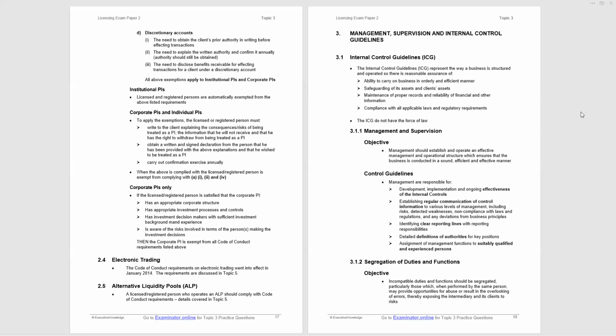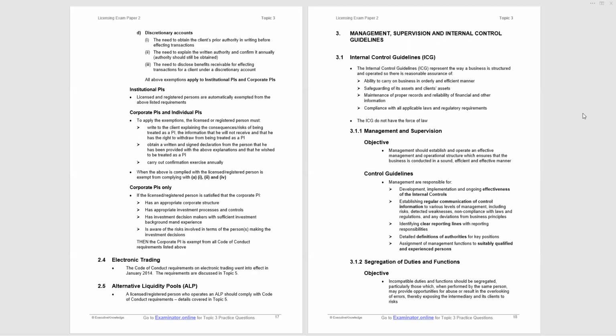Okay, let's now move on page 18 to the management, supervision, and internal control guidelines. Again, maybe 2 or 3 questions at the most from this area, but there's a lot of material. Now, as it says there, the internal control guidelines do not have the force of law. However, if you breach them, remember these are SFC guidelines, if you breach them, the SFC may not look kindly upon that. In the worst case scenarios, they'd revoke your license. Now, there are 8 key areas of internal controls. I'm not going to read through these. These are reasonably straightforward. Just cover them yourselves and then do the questions.